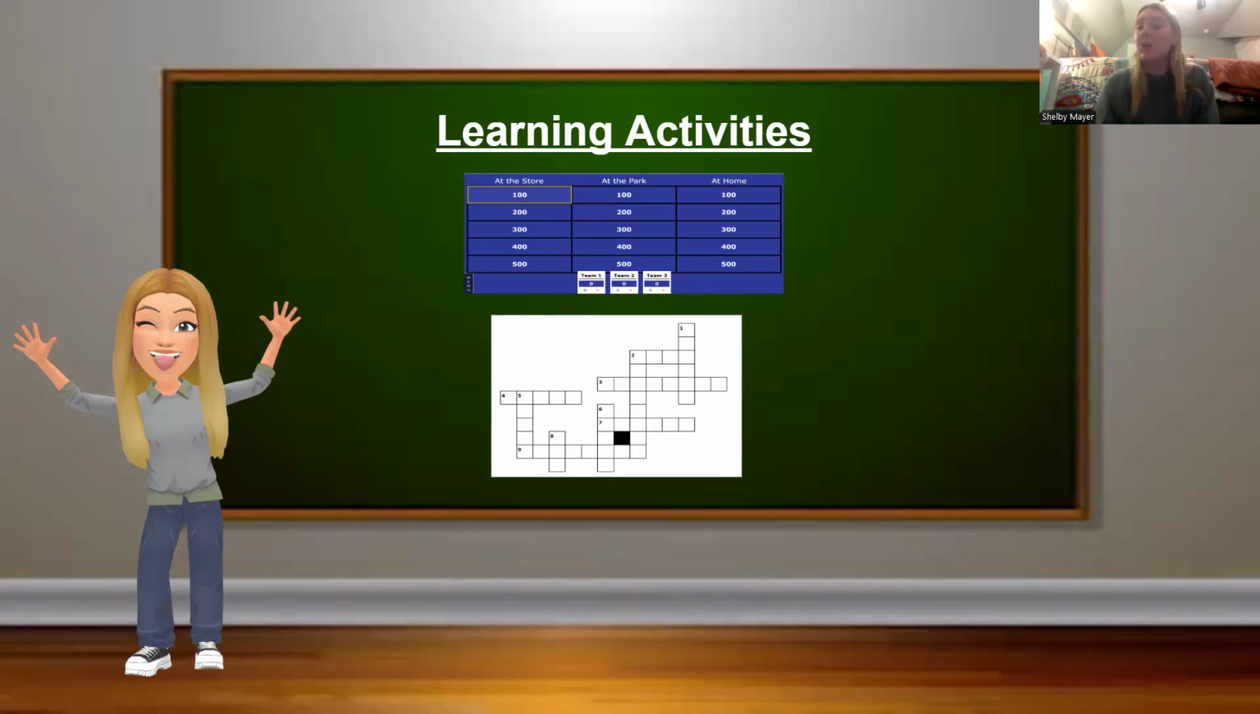I also have a crossword puzzle here too, if you would like to do a crossword puzzle to go along with this. For the crossword puzzle, it has the questions at the bottom, and then you get to fill in the answer in the crossword puzzle, which I think is really cool.